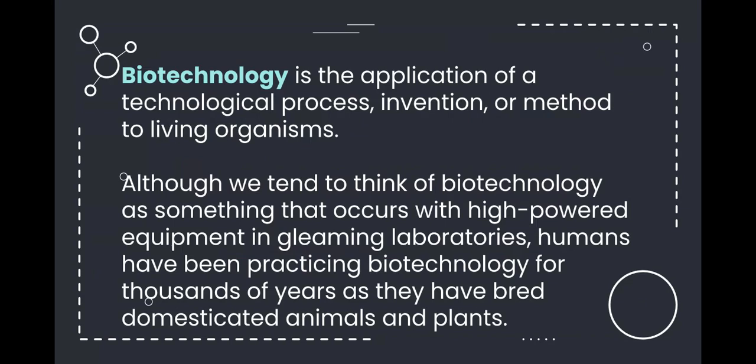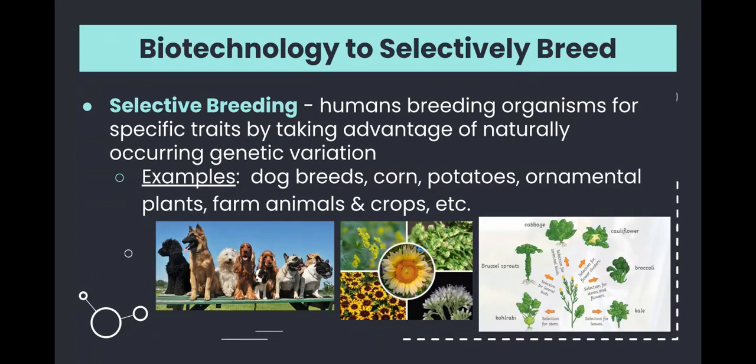domesticated animals and plants. So let's talk about that early and even current to this day type of biotechnology, which we call selective breeding. Selective breeding is where humans are breeding organisms for specific traits by taking advantage of the naturally occurring genetic variations. In other words, they see a trait that they like in a specific individual. They want that trait in the population, so they want to breed that organism a lot to get that trait into the population. We see this a lot with dog breeds.